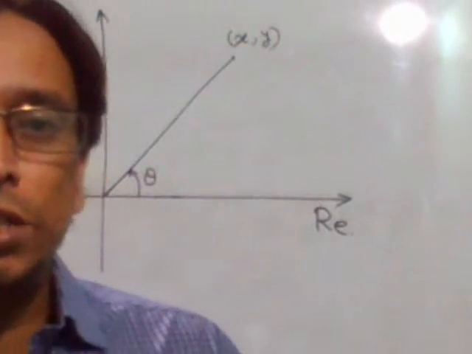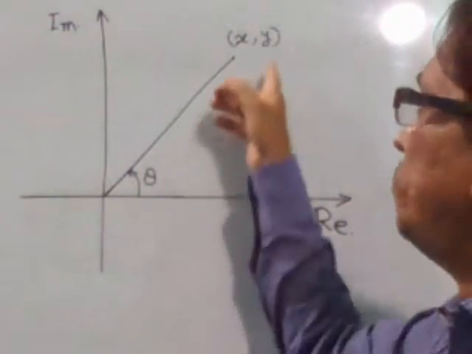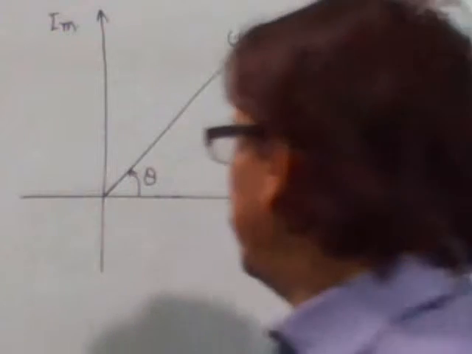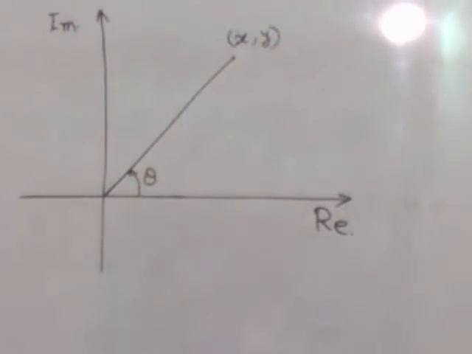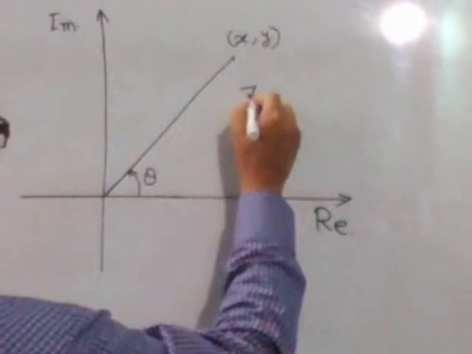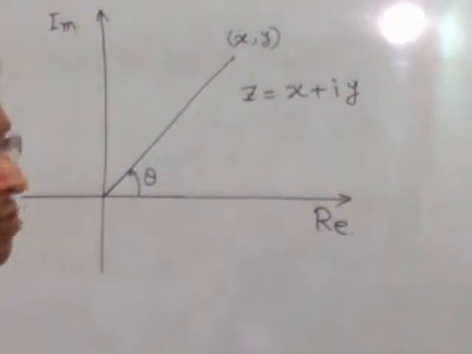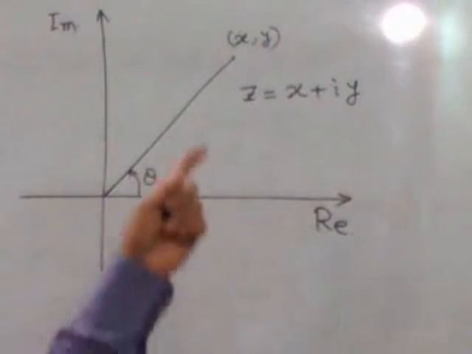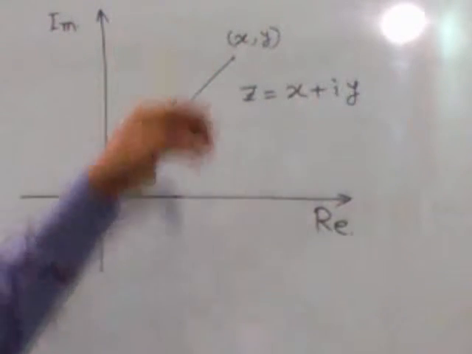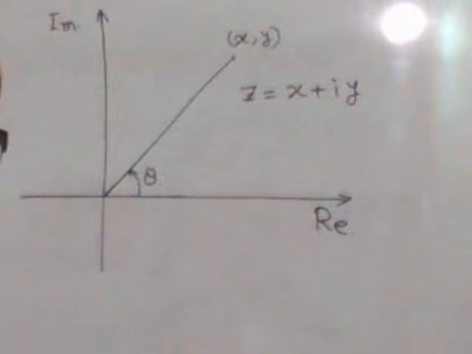Now, to understand the geometrical interpretation of a complex number, first you see this figure. This figure is demonstrating a point (x, y) in the Argand plane, and the angle with the real axis is theta. Now, this point can be represented as z equal to x plus iy. This we have seen from our previous class, that this is a point in the Argand plane, that is actually the complex plane. So z is equal to x plus iy.